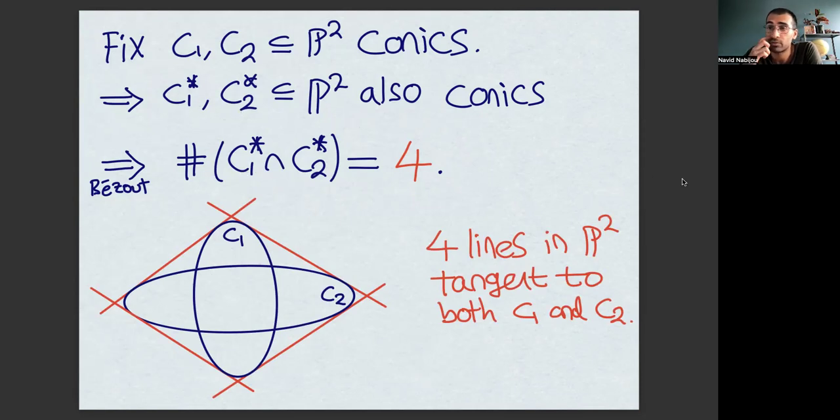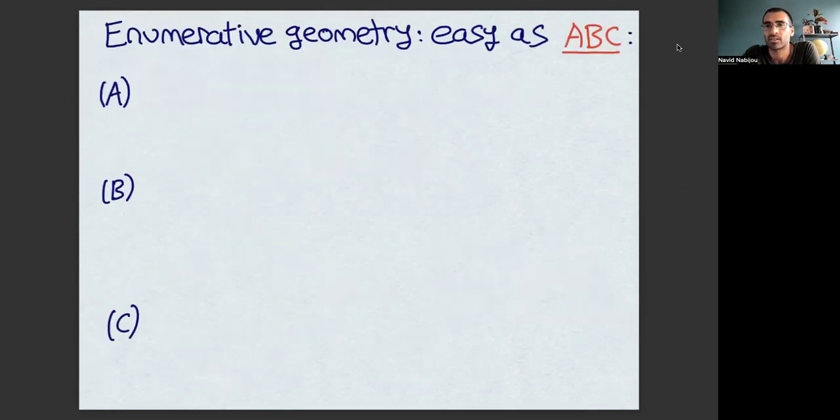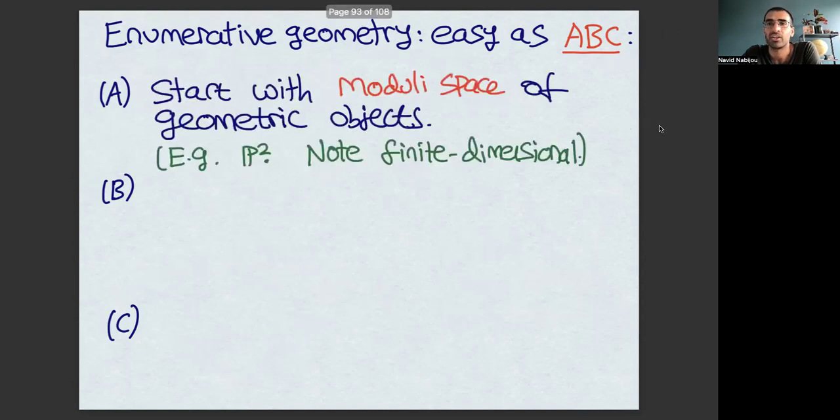And so this is really setting out a blueprint for how enumerative geometry is done nowadays, okay? So here's the blueprint. And as I say, it's easy with A, B, C. So step A is you start with some moduli space of things that you want to parameterize, okay? In this case, we were looking at lines, so our moduli space was just P2, and what we note is that this is finite dimensional, so there's only finitely many parameters I need to parameterize these objects.